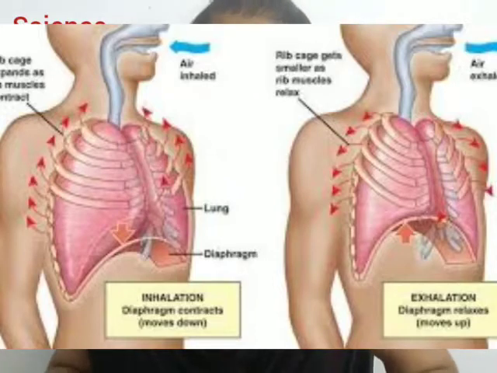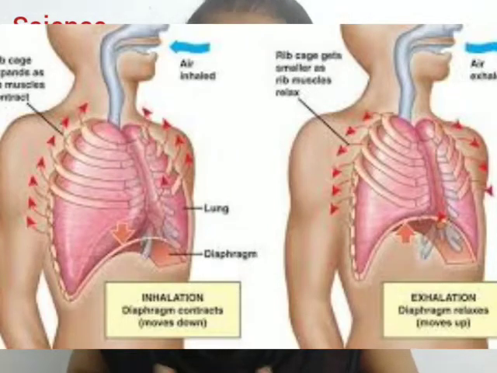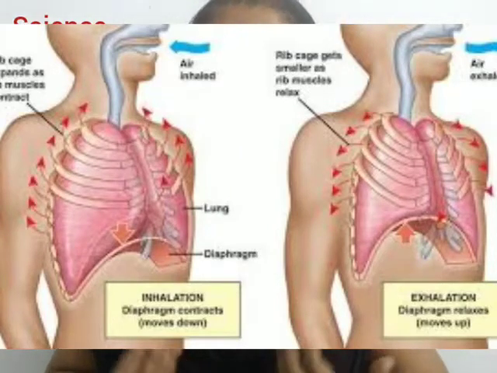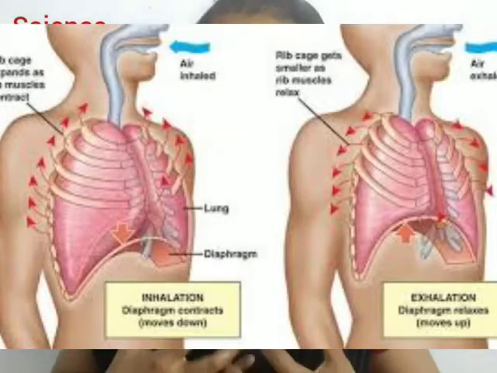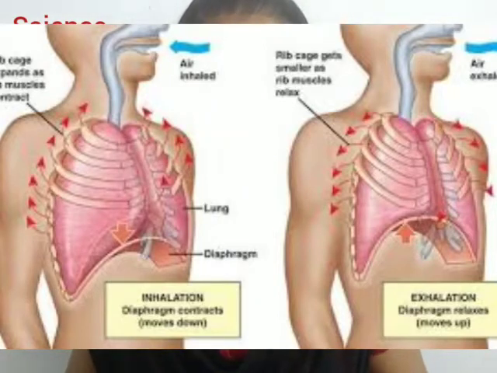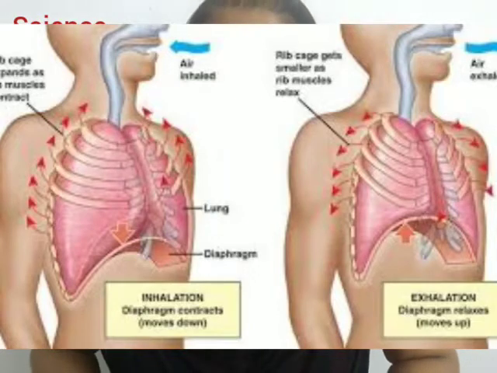Now during exhalation, you can see from the picture, the lungs contract and reduce in size because there is no air. We are releasing the air outside. As a result, the volume decreases and the air pressure increases. The diaphragm comes back to its original position, that is, the upward position.